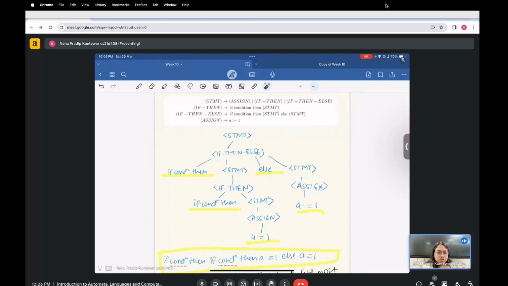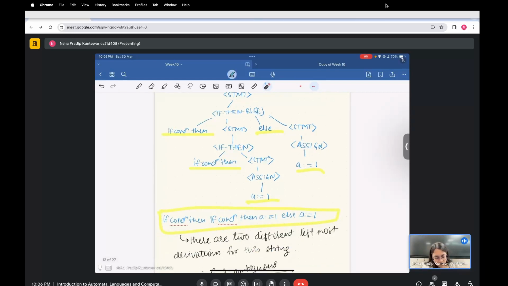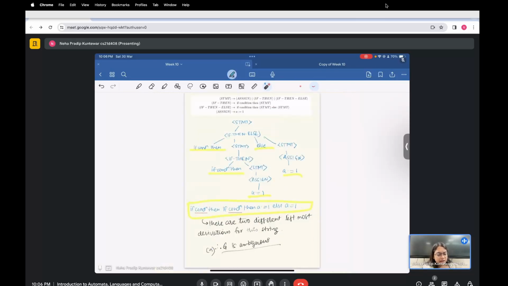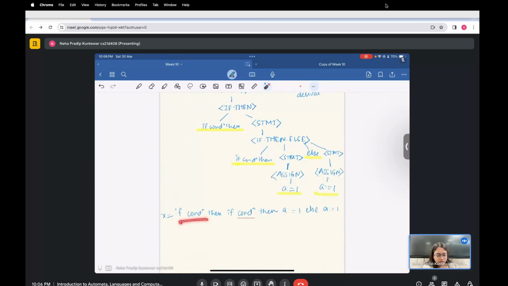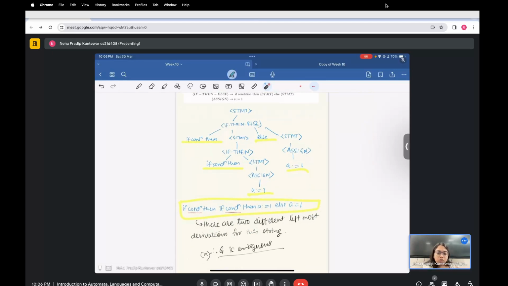So what is the string generated by this? The yellow lines here basically tell you what the non-terminals are, and we're going to read it from left to right. So what is the string? The string is if condition then a equals 1, else a equals 1. This is exactly the string that we had. So there are two different leftmost derivations for the same string.